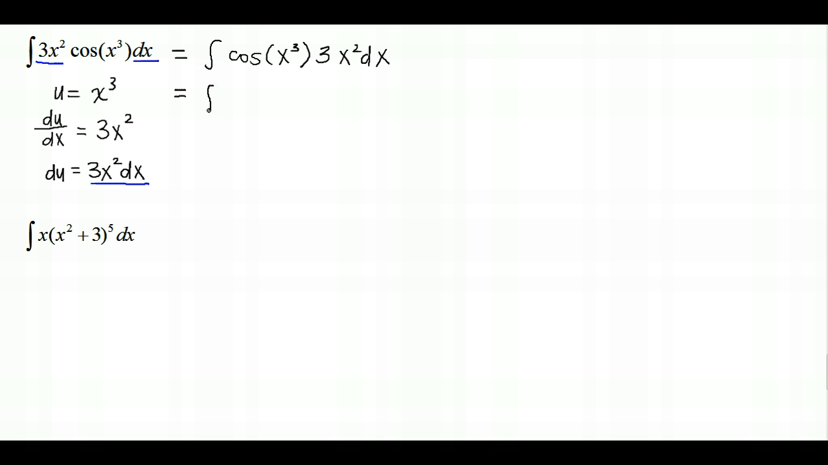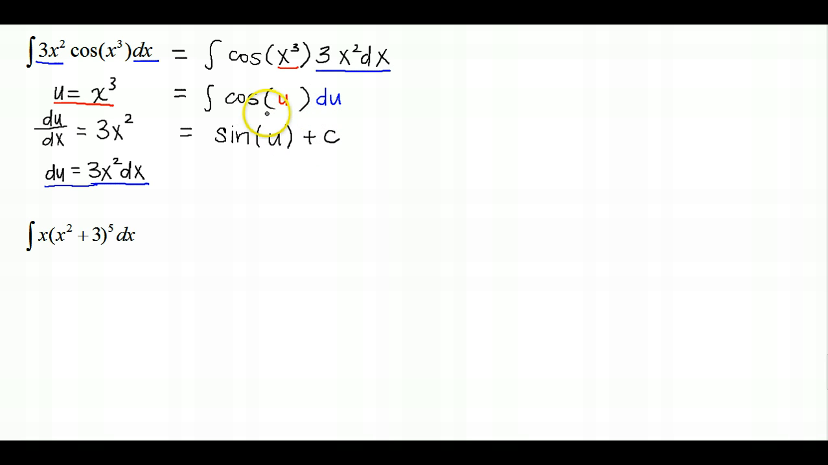So this will become the integral of cosine, and we're making the substitution that x cubed is the same as u. So I'm going to rewrite this as cosine u, and then we're going to go ahead and replace 3x squared dx with du. So cosine u du is the new integral I'm attempting to solve. And this one is pretty straightforward, same as the last one in fact. So the antiderivative here is going to be sine u plus c.